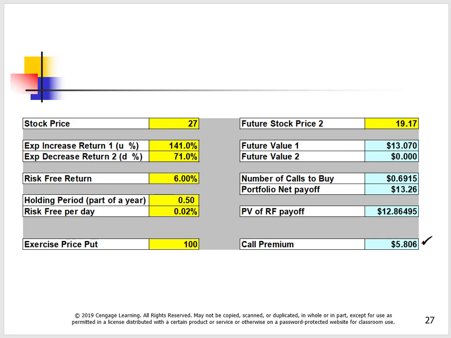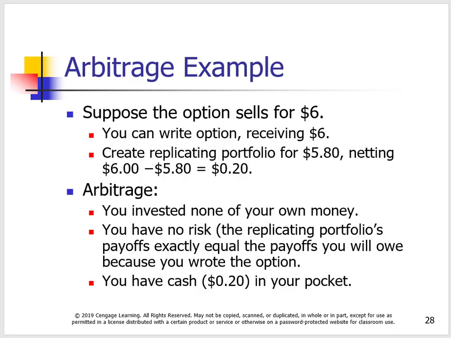Now, how could you use that? What if the option is not selling for that, but the option's actually selling for $6? So if you could sell it for $6, you could buy the option for $5.80. Buy it for $5.80, sell it for $6, you make 20 cents. And if you're writing the option, you get this $6 up front. The $5.80 is what you'd have to spend to get the option. So every time you would sell an option, you'd make 20 cents. And you wouldn't spend any of your own money.